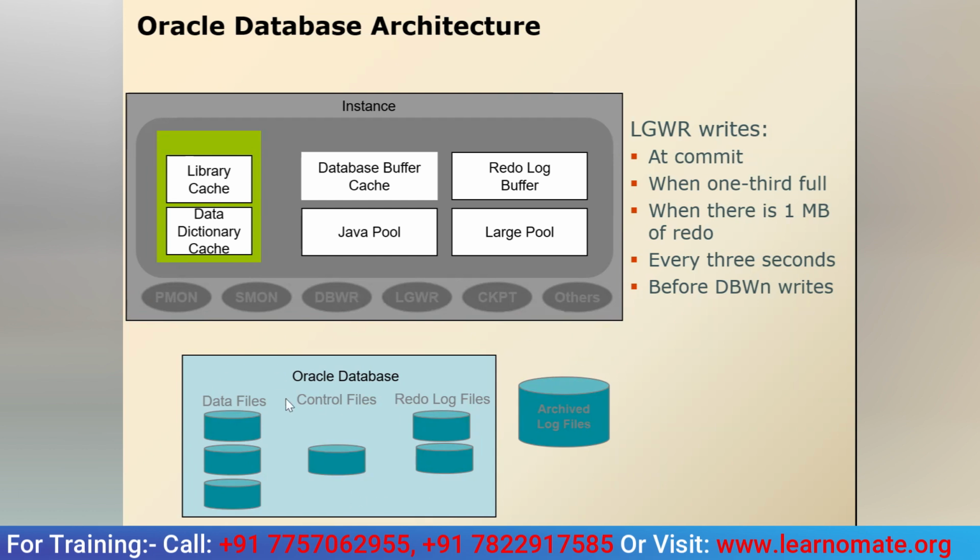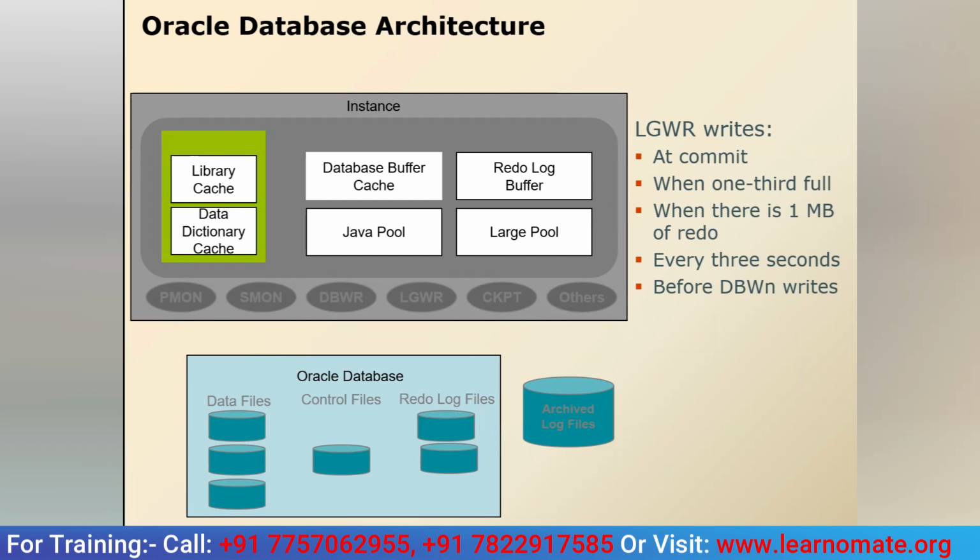Now, the Oracle database contains the actual files. Data files are the files which contain the actual data. When you do select star from the employee table, you get that data from these data files. Control files are the files which contain the metadata. These are the critical files of the database, containing the metadata information of the Oracle database. Then you have redo log files. Redo log files are the files which contain the changes made to the database. Any DML or DDL transactions which get written to the database get recorded here in the redo log.